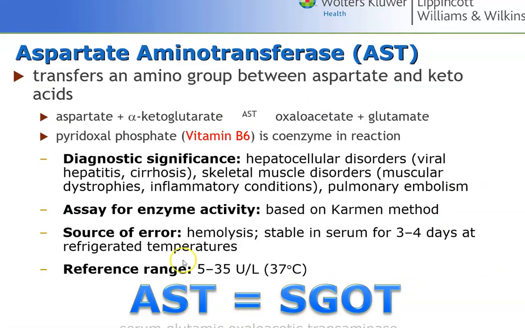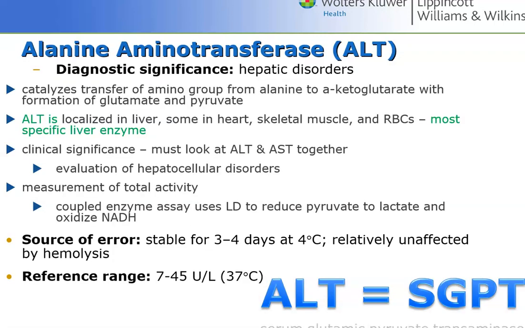All right, AST, look, up to like 35. These things are low numbers. LD's up to like 220. The other ones are higher. The AST and ALT are low numbers, like 35 to 45. When you start getting up to like the 60s and higher, there's something going on with the liver that needs to be looked at.